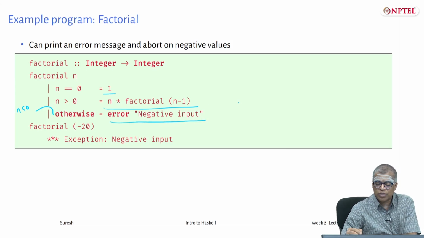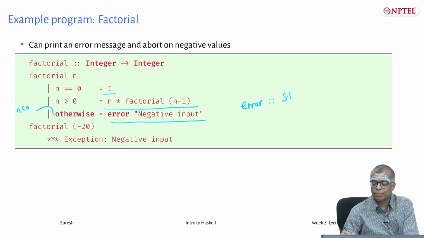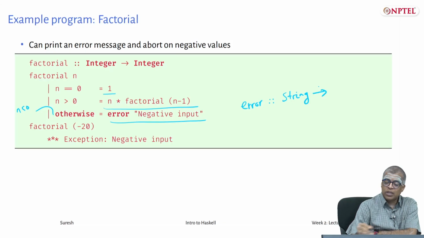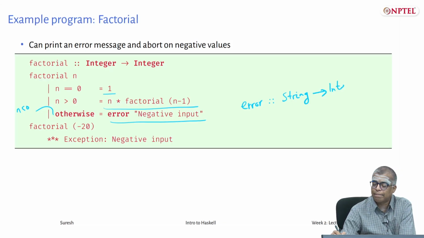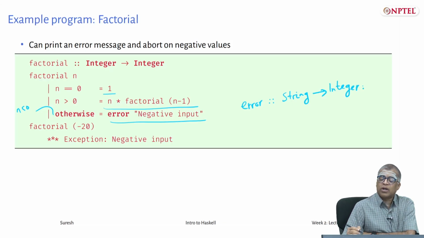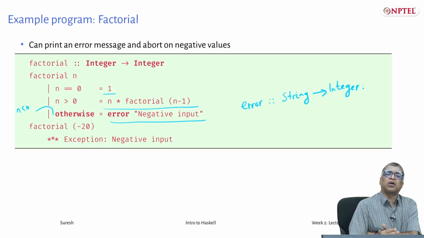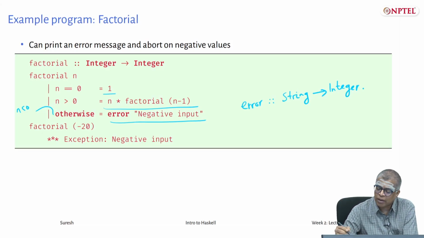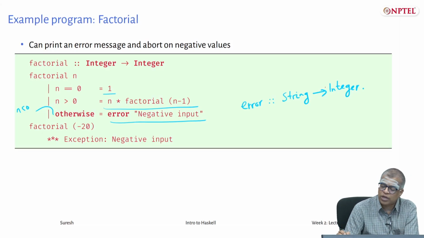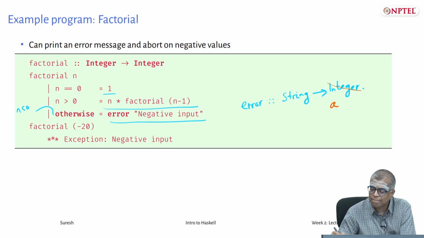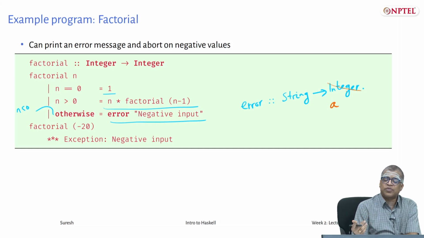Okay, error is a function whose type is string arrow. What is the output type? In this case, it is string arrow integer. But you can also use the error function as part of a definition where the return type is character or bool or whatever. So technically speaking, the type of error is not string arrow integer but string arrow a. What is a? A stands for any type.